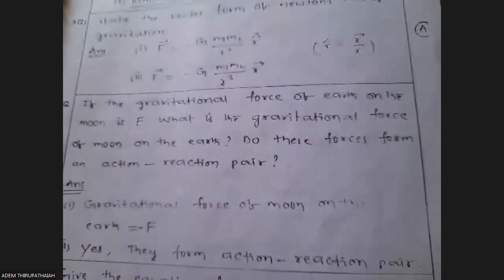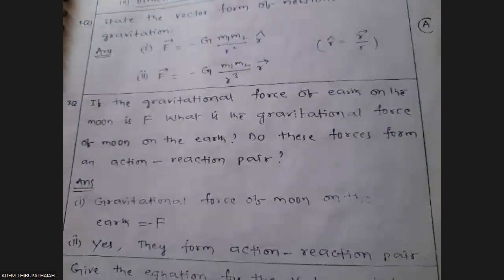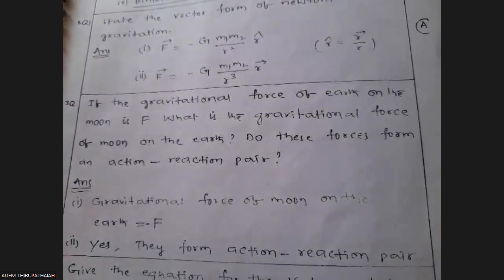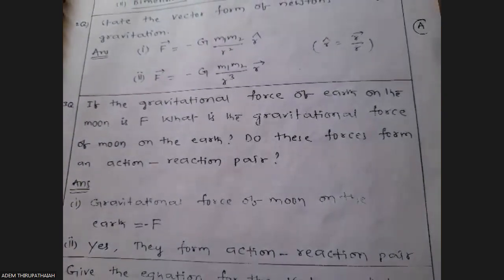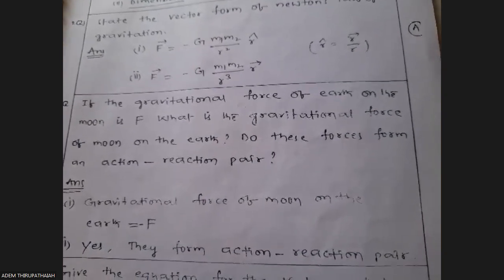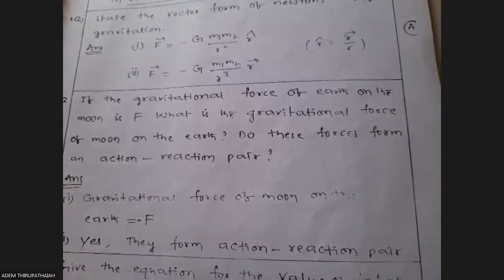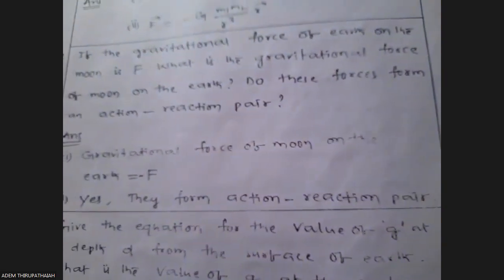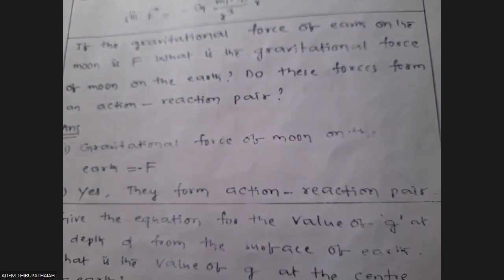Next question. If the gravitational force of the Earth on the moon is F, what is the gravitational force of the moon on the Earth? Do these forces form an action-reaction pair? Simply, the gravitational force of the moon on the Earth is, as action and reaction, minus F. Yes, they form an action-reaction pair.